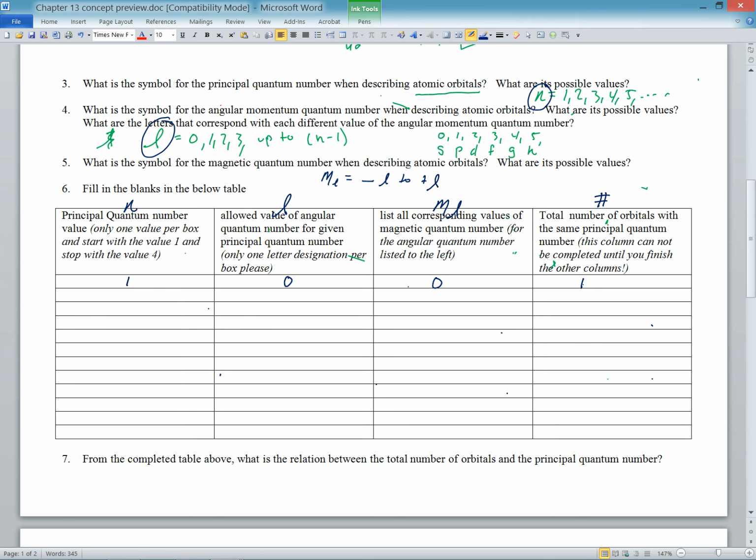So after 1, you get 2. And what can L be? L goes from what to what? 0 and 1. See, I want to put it in different boxes. Okay? 0 and 1. So for L is 0, this would be 0, right? From negative L to positive L. If this is 1, this would be negative 1, 0, and 1.